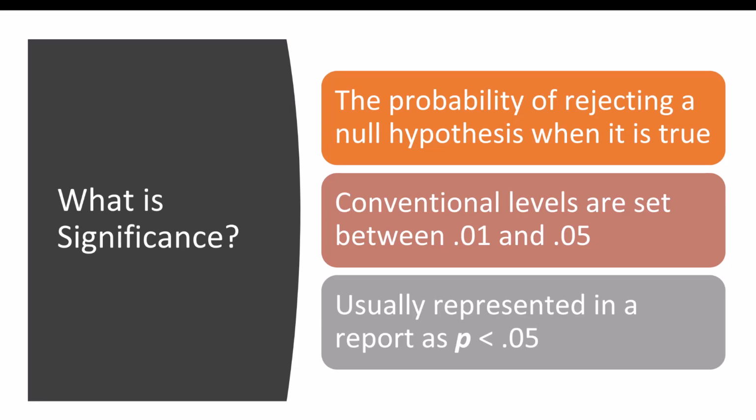And by the way, when you see it written out, we usually write it as P, and then if it's statistically significant, it would be less than 0.05. If P is greater than 0.05, then you would flip that sign around. But generally speaking, this is how we see it written out in the research.